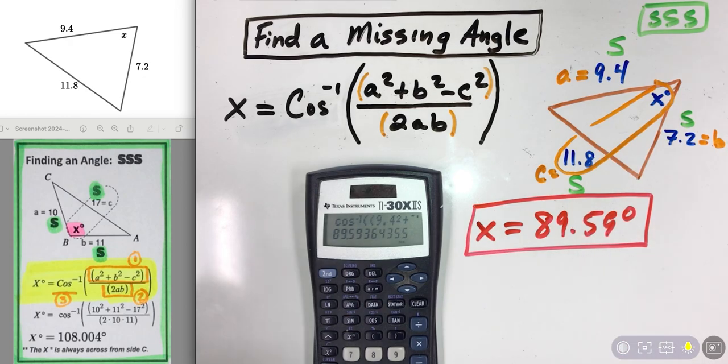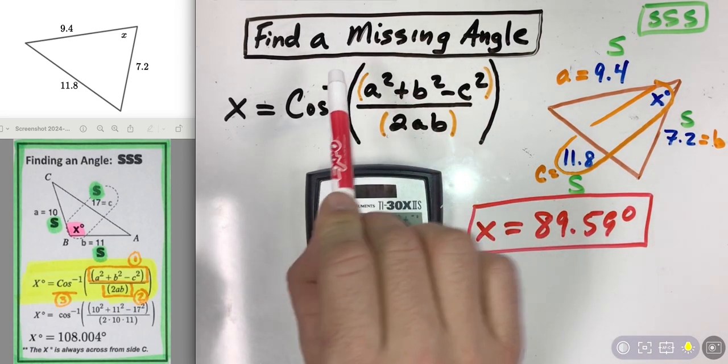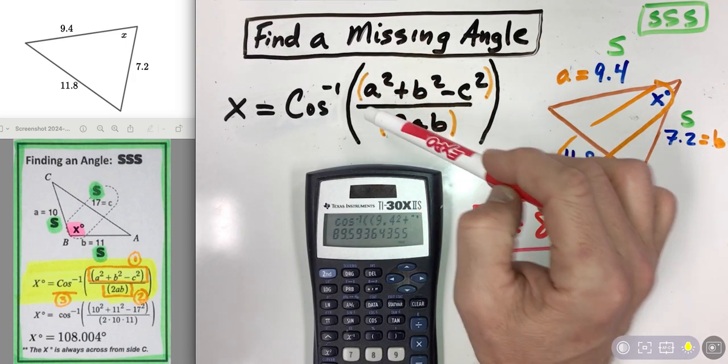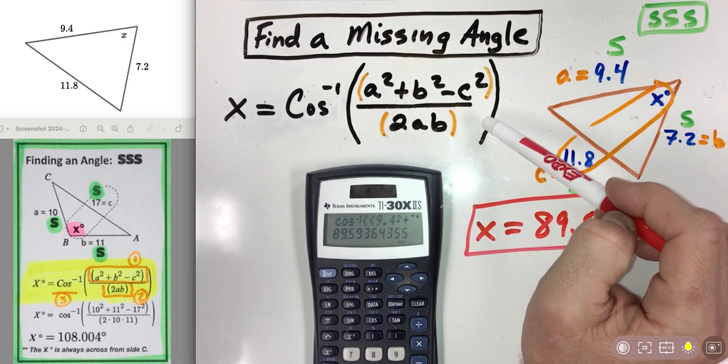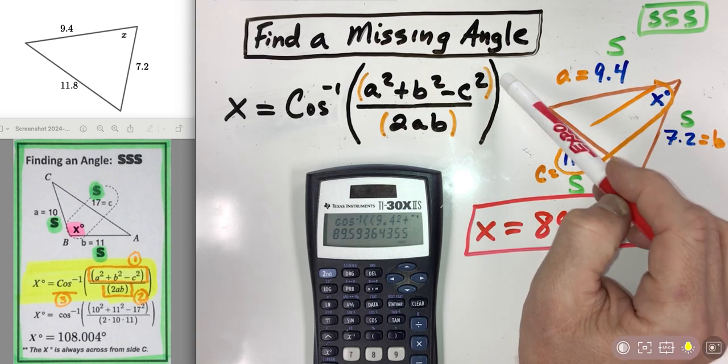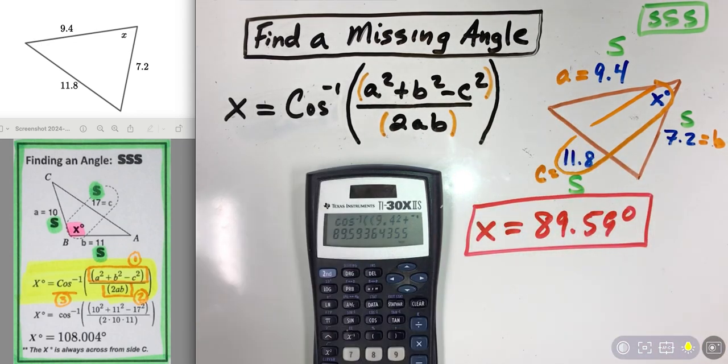I hope that when you try your question using side, side, side, you use this formula, but just make sure you're paying attention to how many pairs of parentheses you need. You need one for finding the angle, a pair of parentheses for the numerator, divided by a pair of parentheses for the denominator, and that is it.